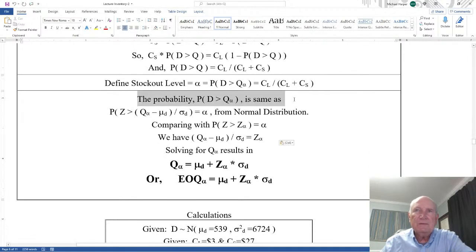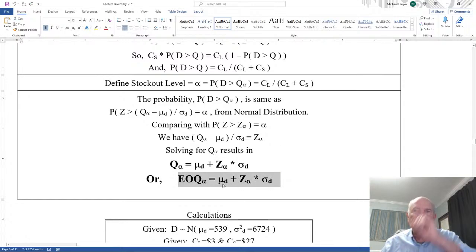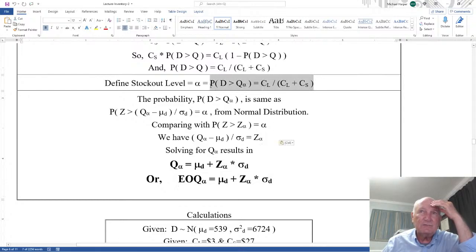So the probability is the same as the Z, which is (Q minus alpha) over sigma from the normal distribution, like we did before, comparing our Z of alpha with our variate. We equate our Z of alpha variate with this expression here, solve for Q, and we have an expression for Q now. And that Q minimizes cost, so we call that Q EOQ. It's the mean of the distribution plus the Z of alpha, where alpha is a stockout level, and that alpha is derived by that expression right there, times the standard deviation of the demand.